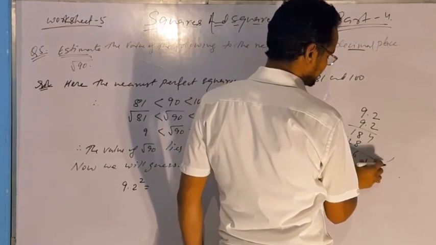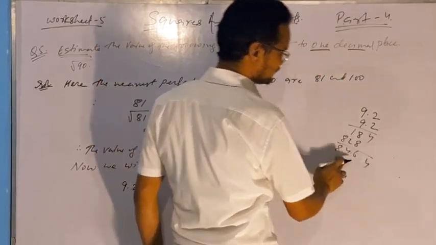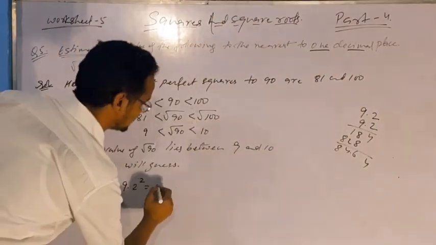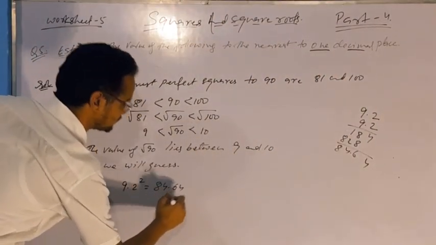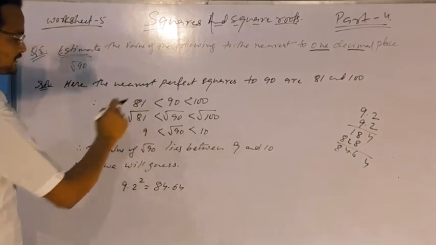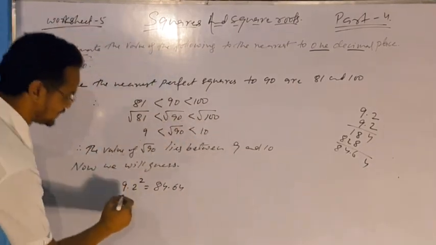This is a very small number, 84.64. 84.64 is very much less than 90. Now try to improve that.